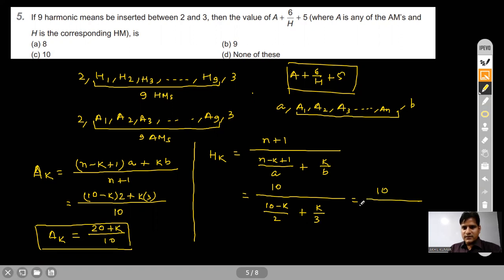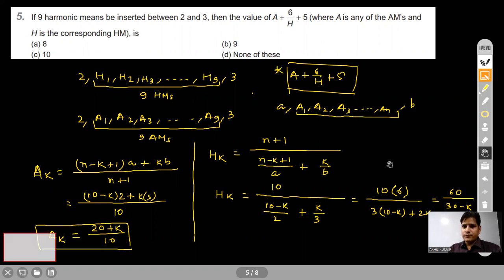So we can simply write it as 10, taking this LCM, 6 will go in the numerator, and we will be left with 3 into 10 minus k plus 2k. This will be nothing but 60 upon 30 minus 3k plus 2k, which is 30 minus k, right? So this will be the kth harmonic mean.